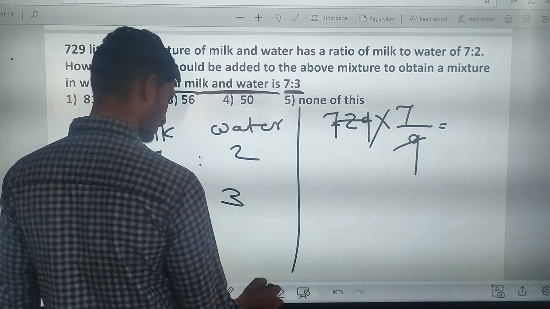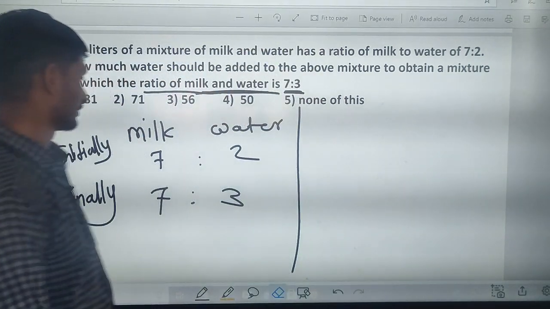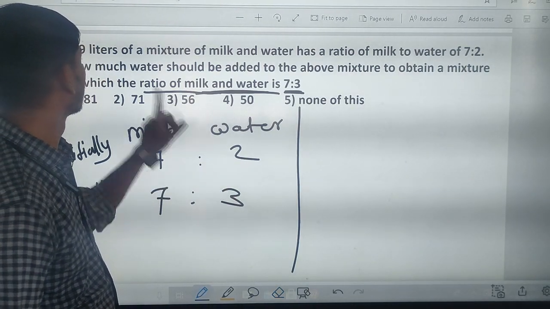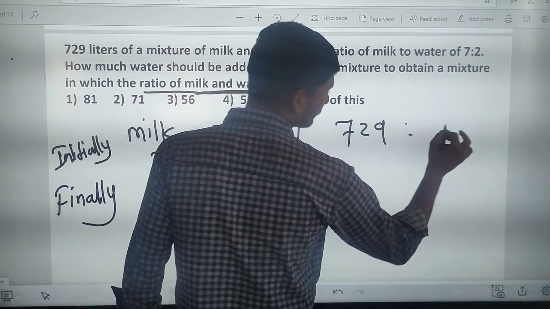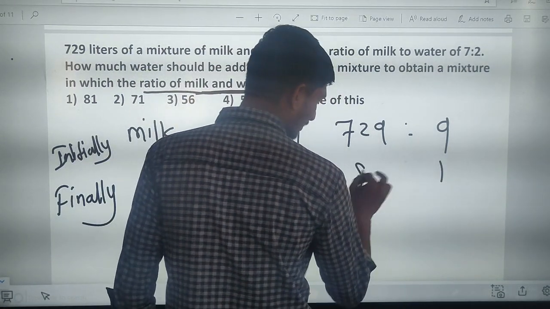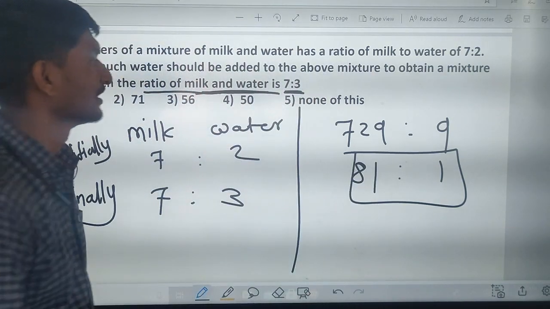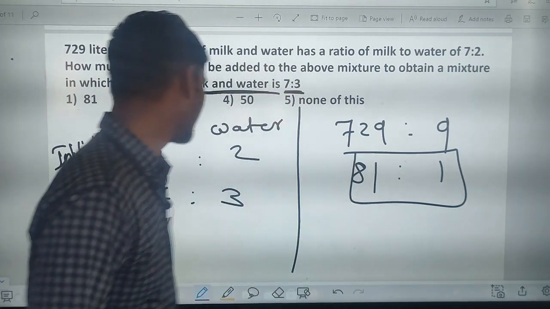Or we find total 9. Total 9:7 means 9. Then 1 means 81 liters. 1 means 81 liters. 729 means 9 parts, so 1 part means 81.